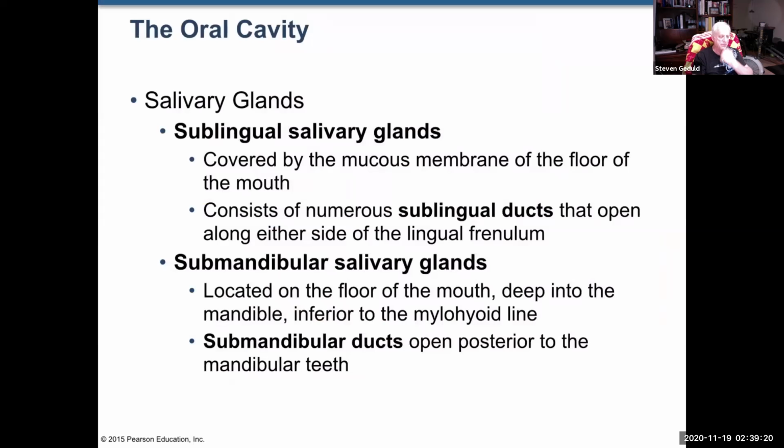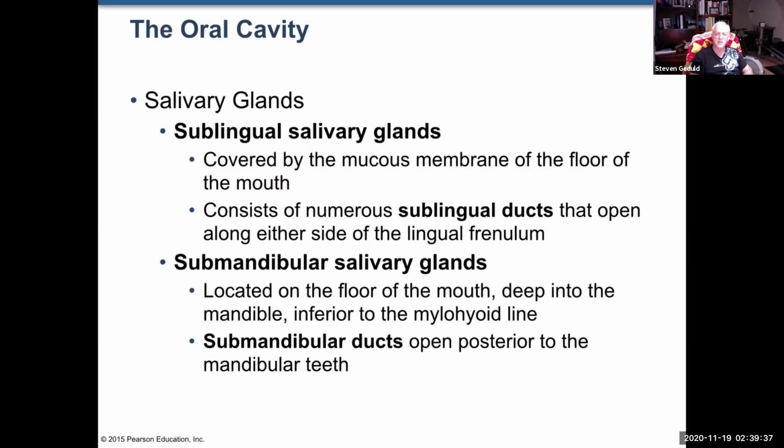Okay. The sublingual gland. The sublingual salivary glands are below the tongue. They cover the mucous membrane of the floor of the mouth. There's numerous sublingual ducts that open along the sides of the lingual frenulum. The lingual frenulum goes right under the tongue.